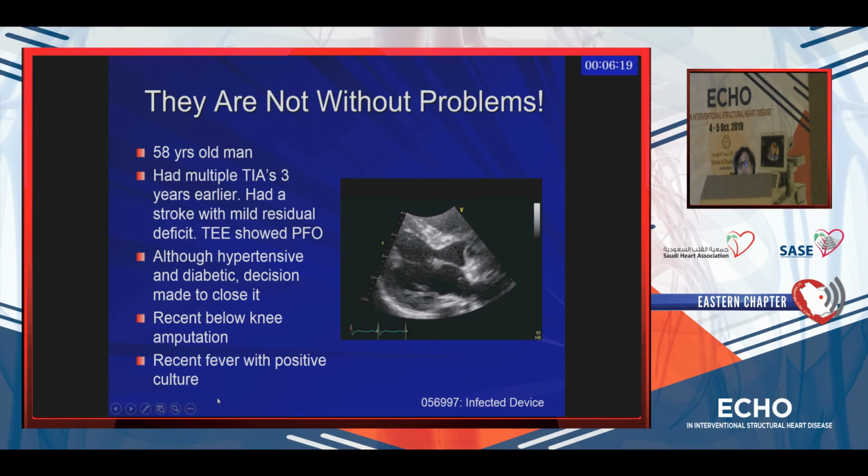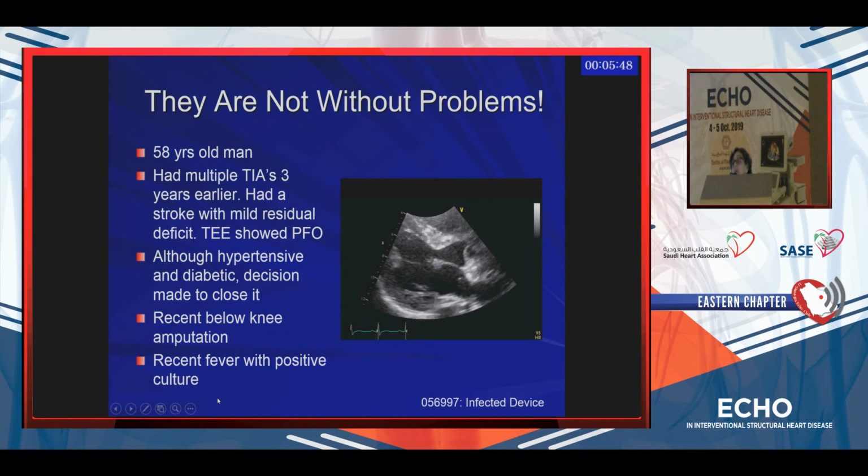And this is one of the worst cases we came across. He's a 58-year-old man, had multiple TIAs 3 years earlier, had a stroke with mild residual deficit. TEE showed a PFO, although he was hypertensive, diabetic, and he had other causes to have the stroke. His wife, who was a nurse, insisted on him to have this closed, so it was closed. He presented recently, around that time.